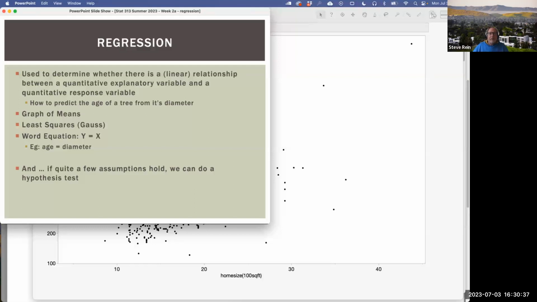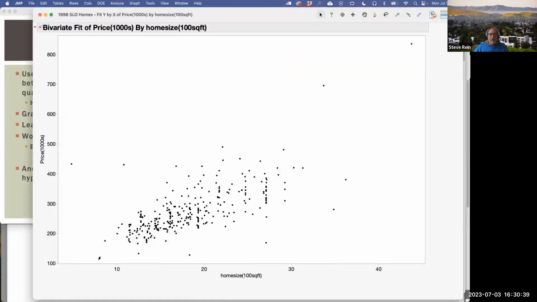Okay, let me ask you a question. Does it seem as though the larger the home, the more expensive it is? I see a trend. Do y'all see the trend?